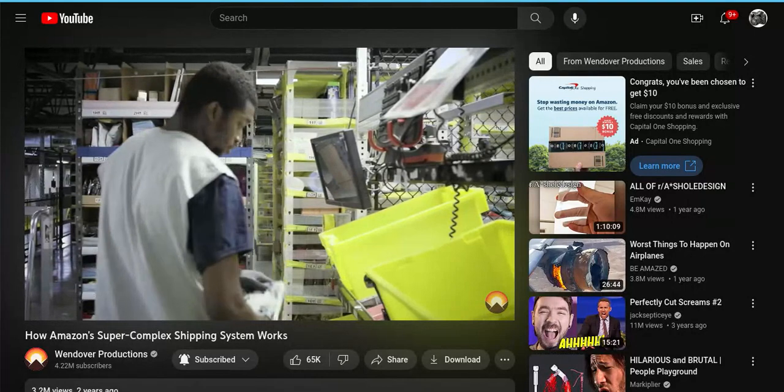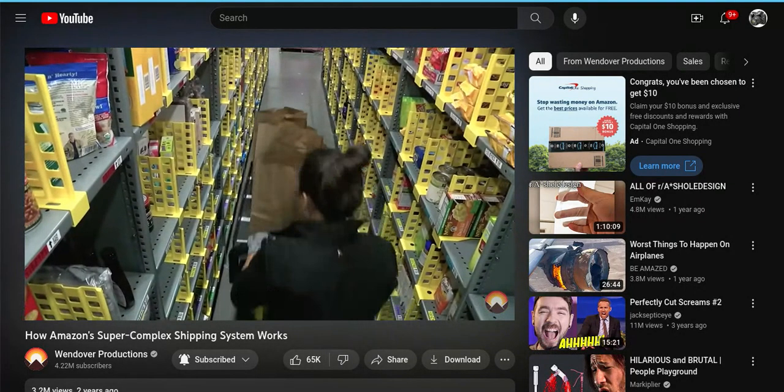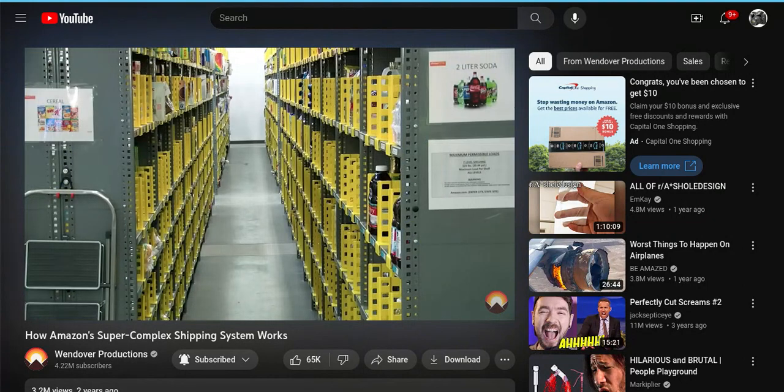Previously, pickers would walk some 10 to 12 miles or 16 to 19 kilometers a day through cavernous rows of shelves.